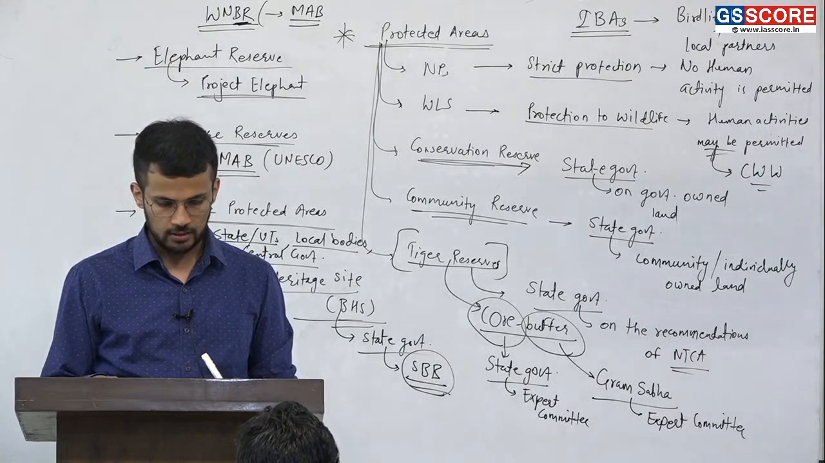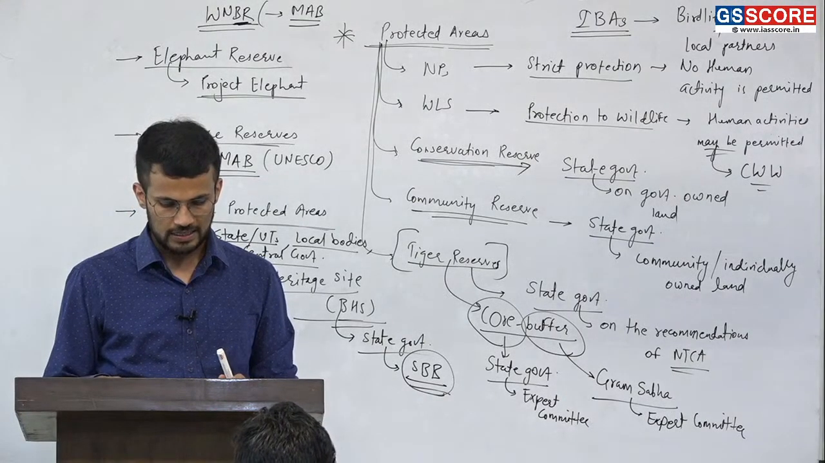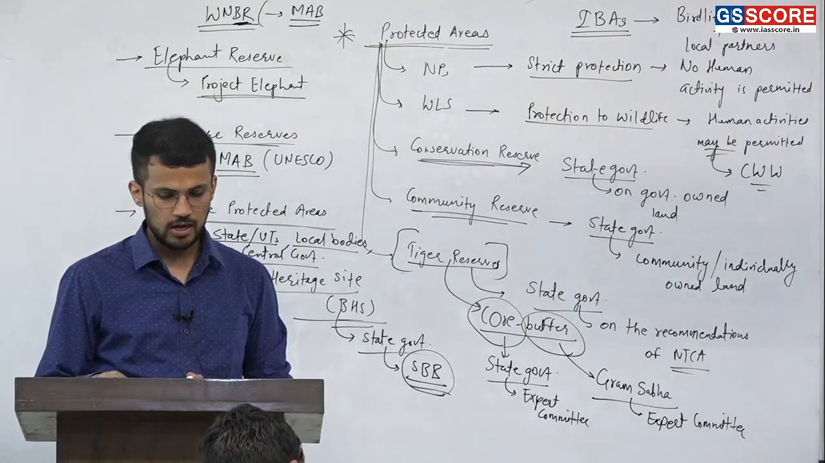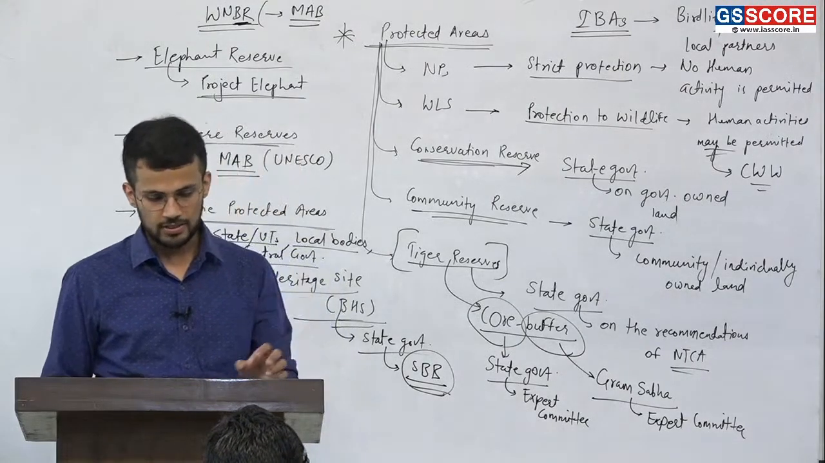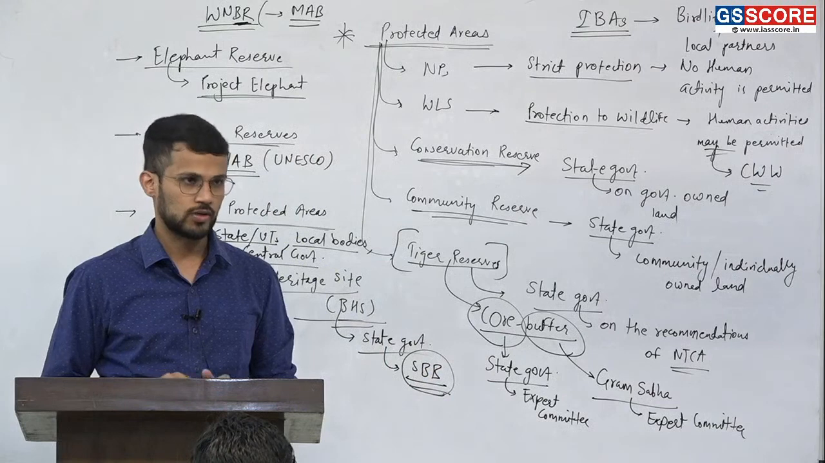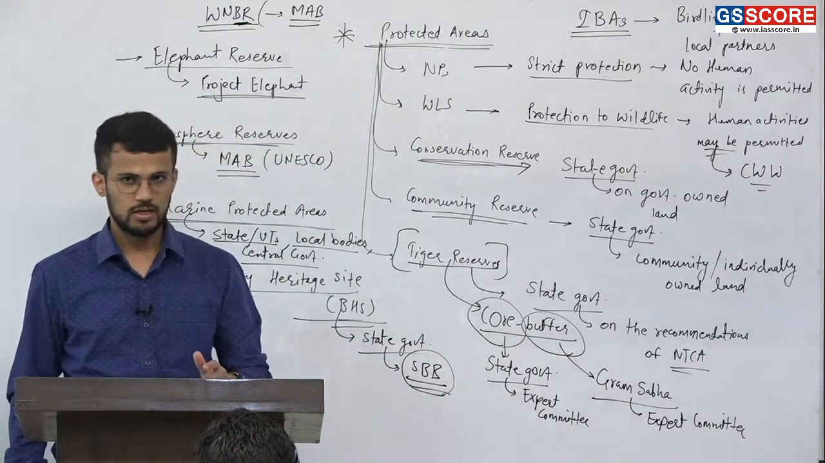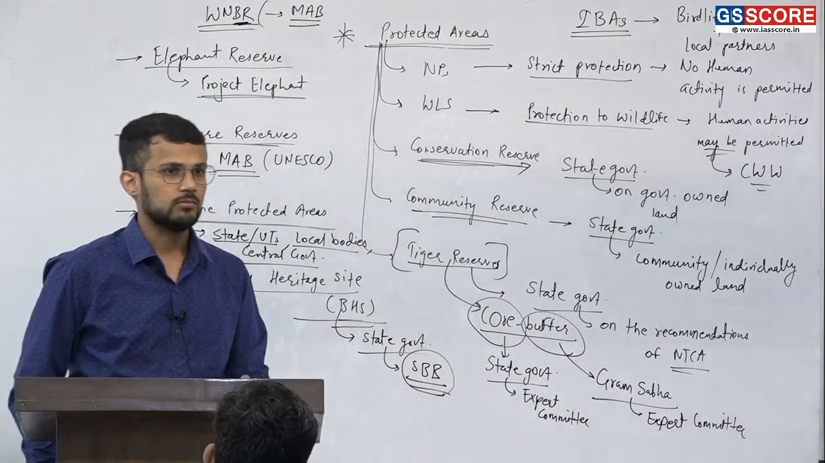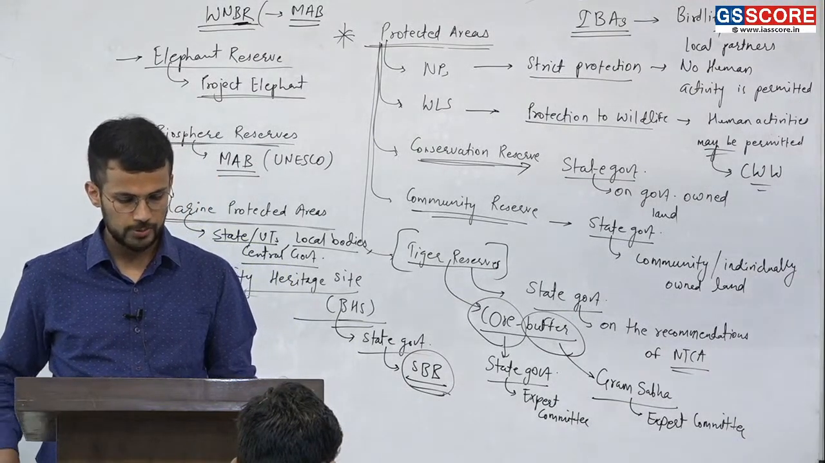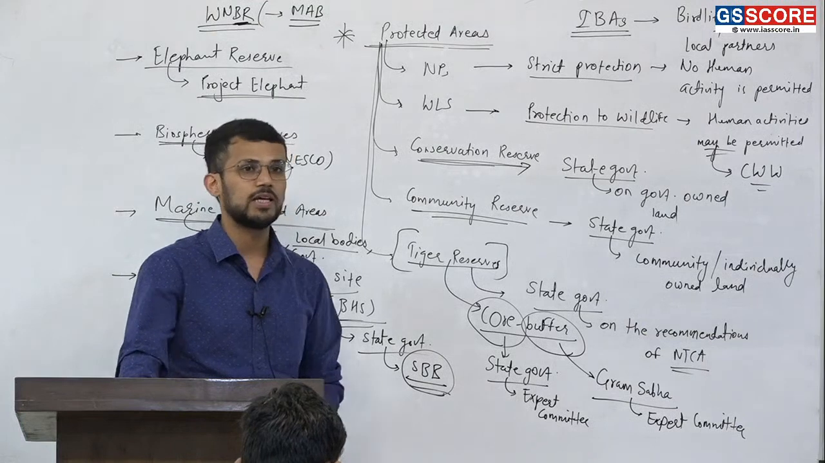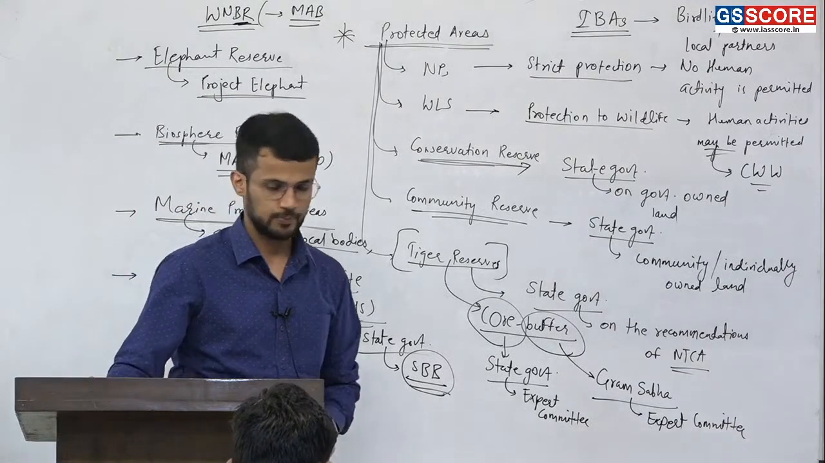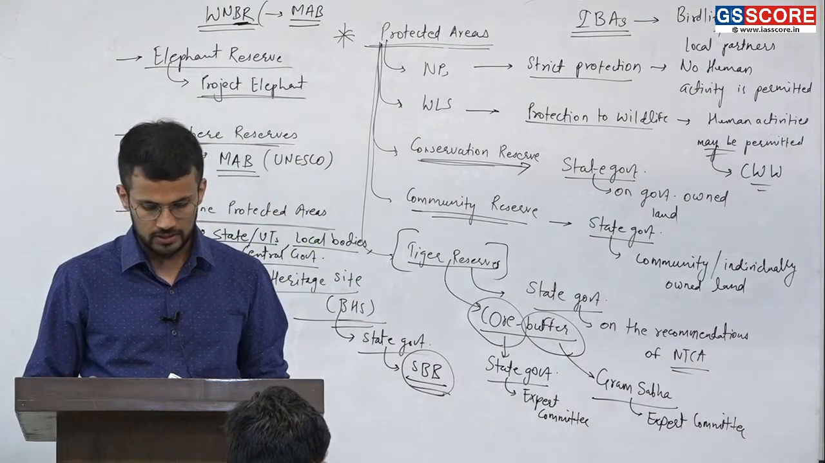Fine. And this reserve forest connects two important protected areas in the state of Assam. First is Nameri National Park and second is Kaziranga National Park. They are connected by this Behali Reserve Forest. We have already discussed reserve forests; they are created under Indian Forest Act 27. One more important point: it is also recognized as IBA, Important Bird Area. In 1994, it was recognized as IBA and Key Biodiversity Area.